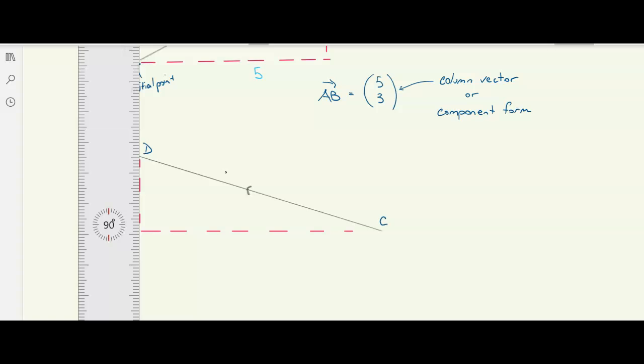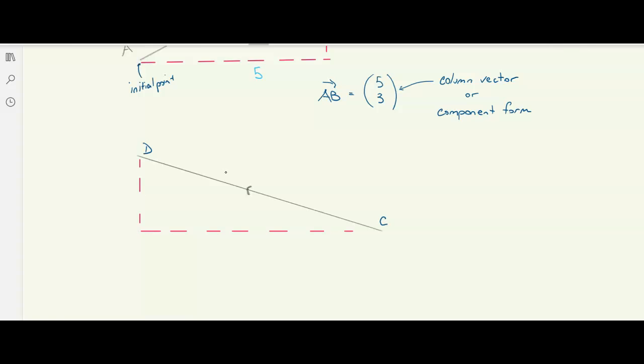I've got a little red dot there. Good. So that might be, or let's say this might be 7 along here and 2 here. So CD would be represented as a column vector because we're going 7 to the left and 2 up. We would write it as a negative 7, 2.